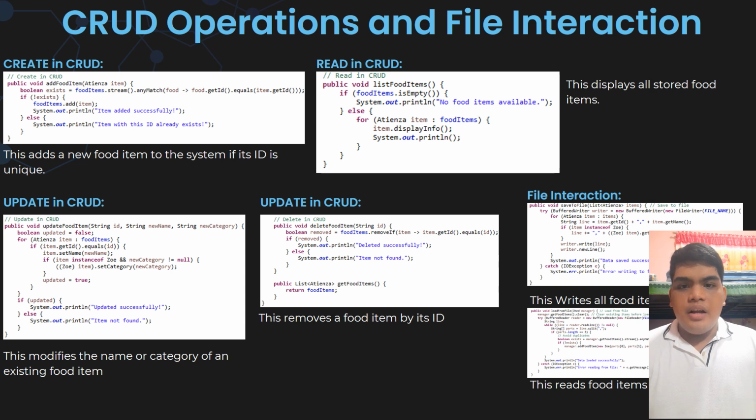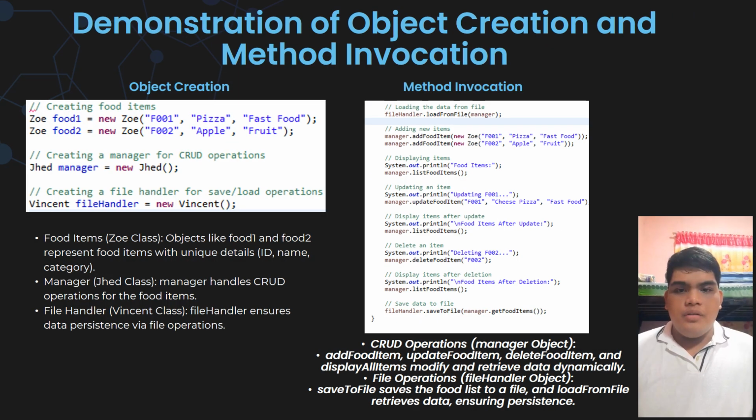In the file interaction, the save to file at the top is where it writes all food items to food.csv. And the bottom part, which is load from file, reads food items from food.csv. Let's move on to the next slide.